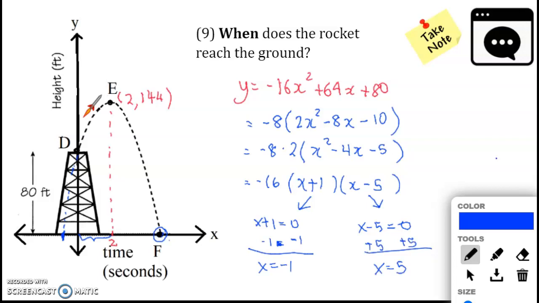So it happens this is positive 5. And this point that we said, if we extended it, it's going to be negative 1 there. Okay, so we figured out that positive 5 is the real x-intercept. So when does it reach the rocket? When time is equal to 5 seconds.